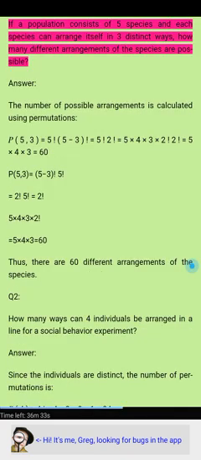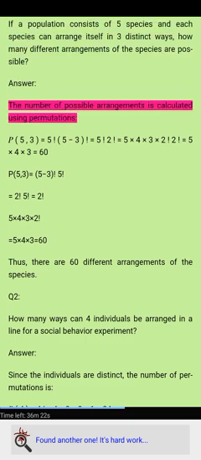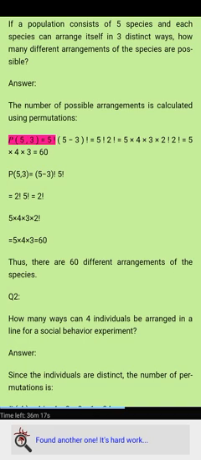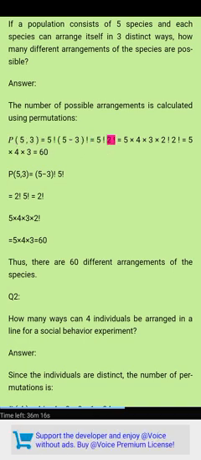Q1. If a population consists of 5 species and each species can arrange itself in 3 distinct ways, how many different arrangements of a species are possible? Answer. The number of possible arrangements is calculated using permutations. P(5,3) = 5!/(5-3)! = 5!/2! = (5 times 4 times 3 times 2!)/2! = 5 times 4 times 3 = 60.